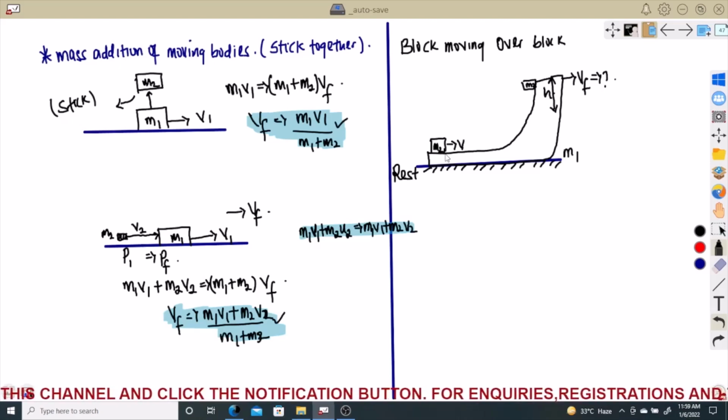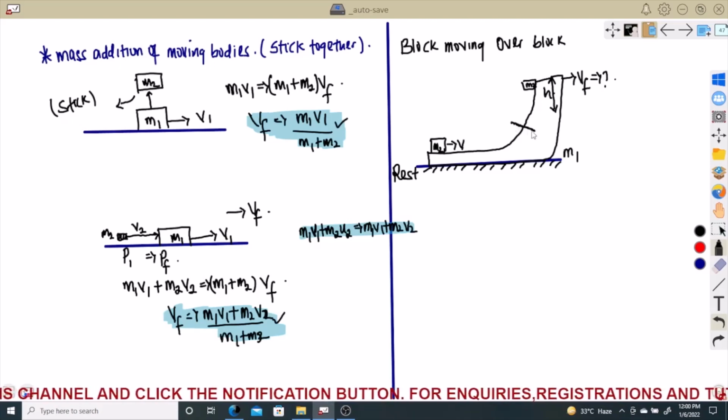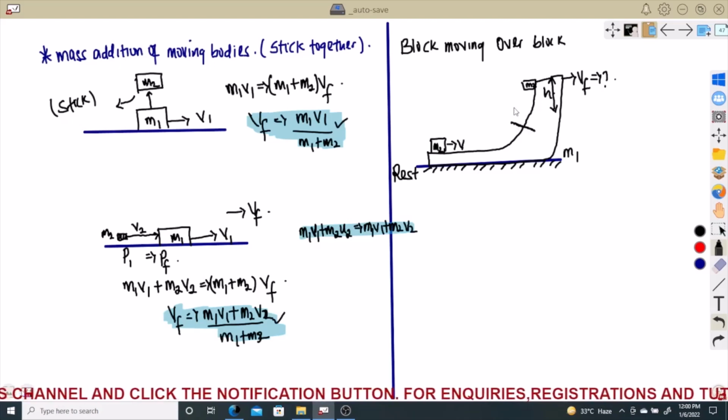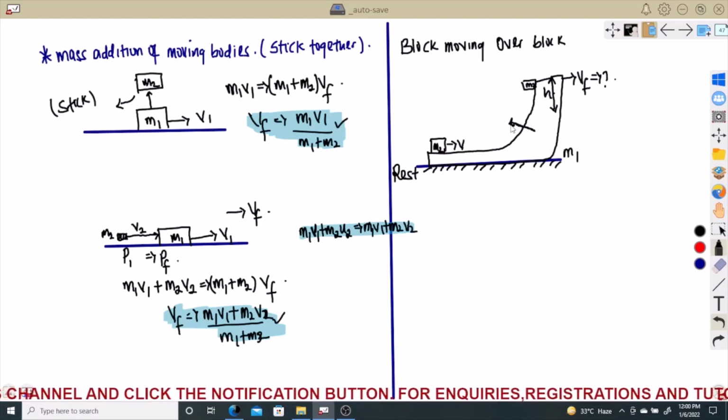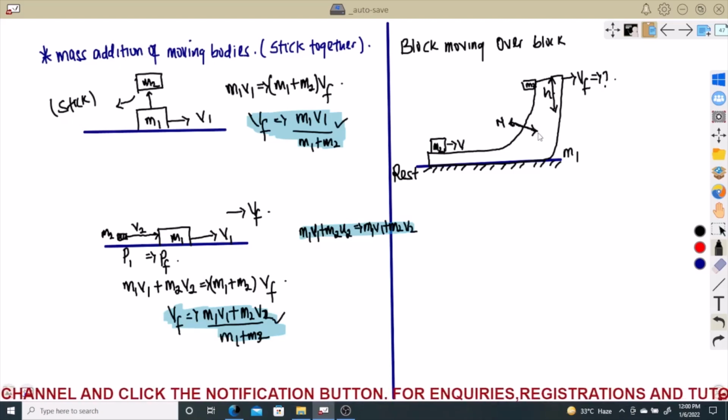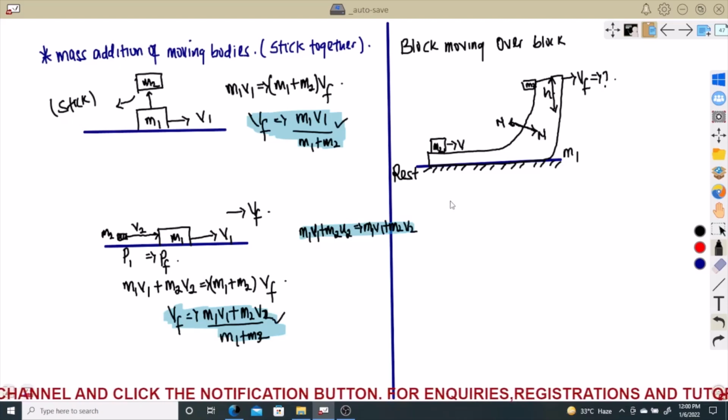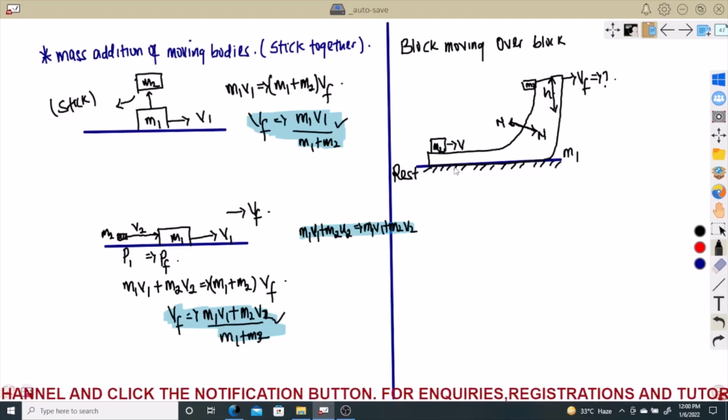Now, because this is horizontal, and we've talked about normal reaction before, normal reaction always acts perpendicular to the surface. We know that. So normal reaction will act like this. They will balance out each other, normal reaction acting between the block and the ground. So because of that, in the horizontal, because this is at rest, the momentum of this one initially is 0.